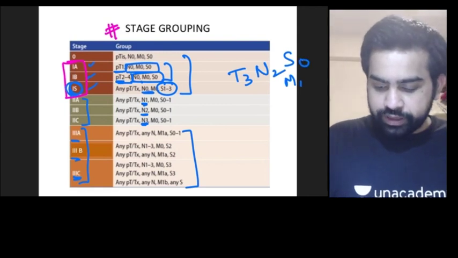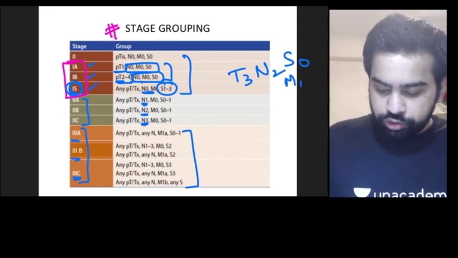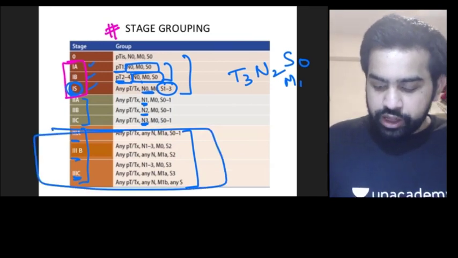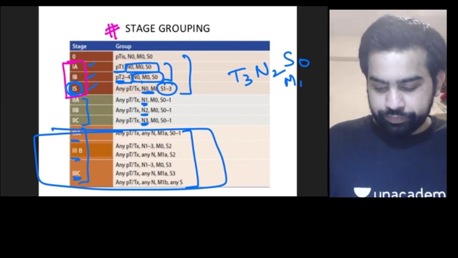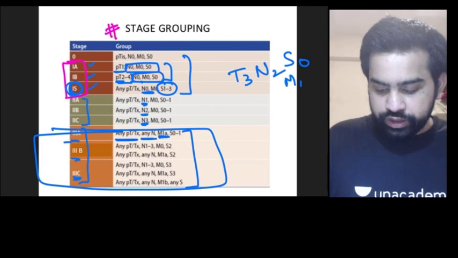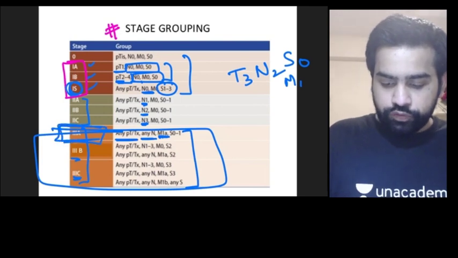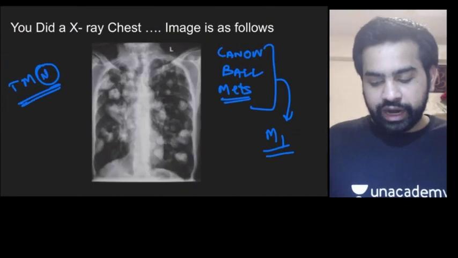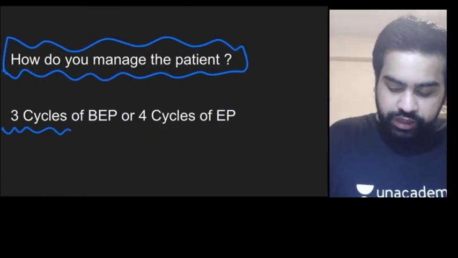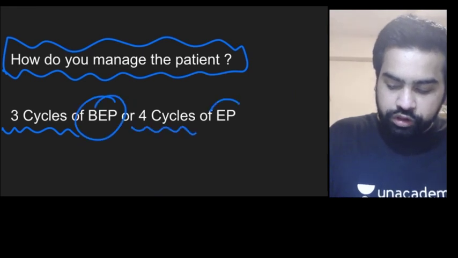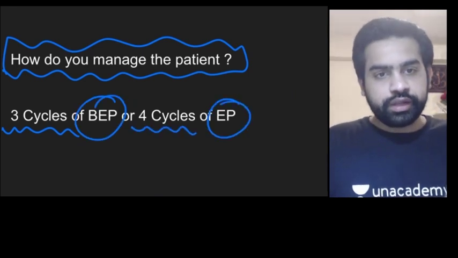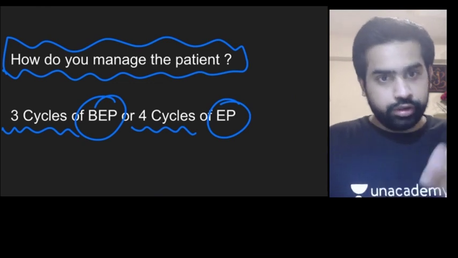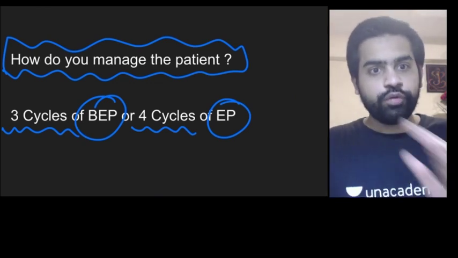So what is the answer to this particular question? The patient is in category 3A. Here is an M1A, there is N2. So the patient is having category 3A. How will you manage a patient of category 3A? You will have to go for 3 cycles of BEP and 4 cycles of EP. It is bleomycin, etoposide and cisplatin. This is the chemotherapy which you will go for.